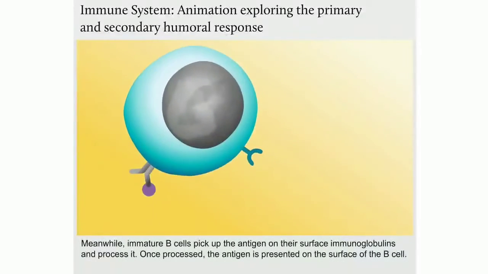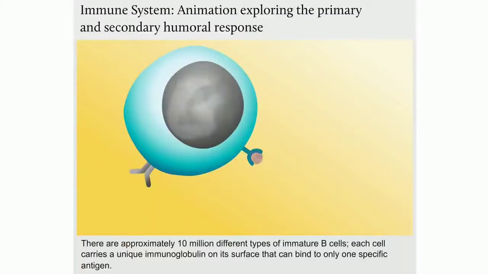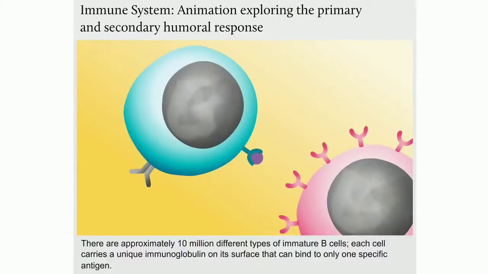Meanwhile, immature B cells pick up the antigen on their surface immunoglobulins and process it. Once processed, the antigen is presented on the surface of the B cell. There are approximately 10 million different types of immature B cells. Each cell carries a unique immunoglobulin on its surface that can bind to only one specific antigen.